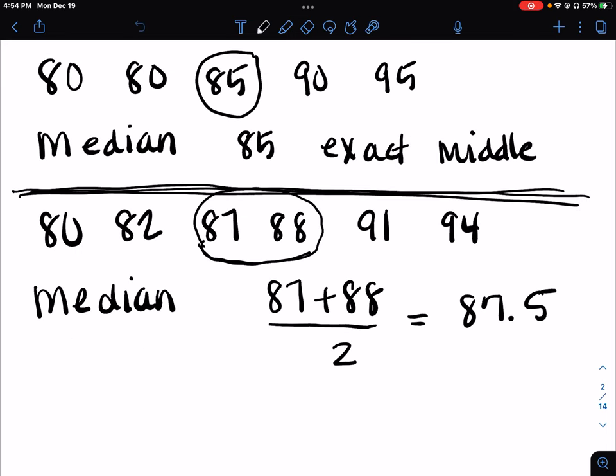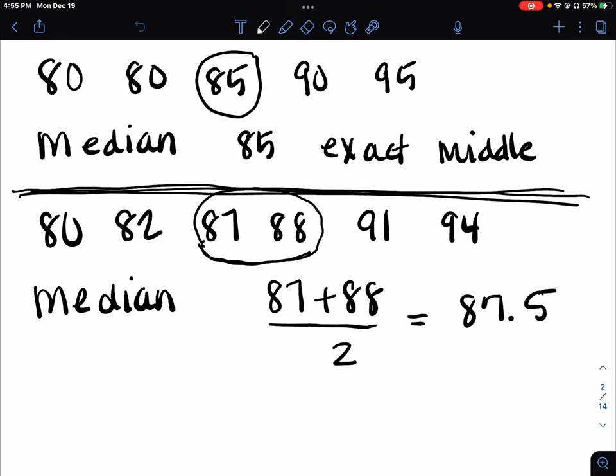To find the median, it depends on how many numbers there are. If you have an odd number of numbers, like 5 numbers, there is an exact middle. Think about the median of a highway is the middle. Okay, what if there are an even number of numbers, like 6 numbers?